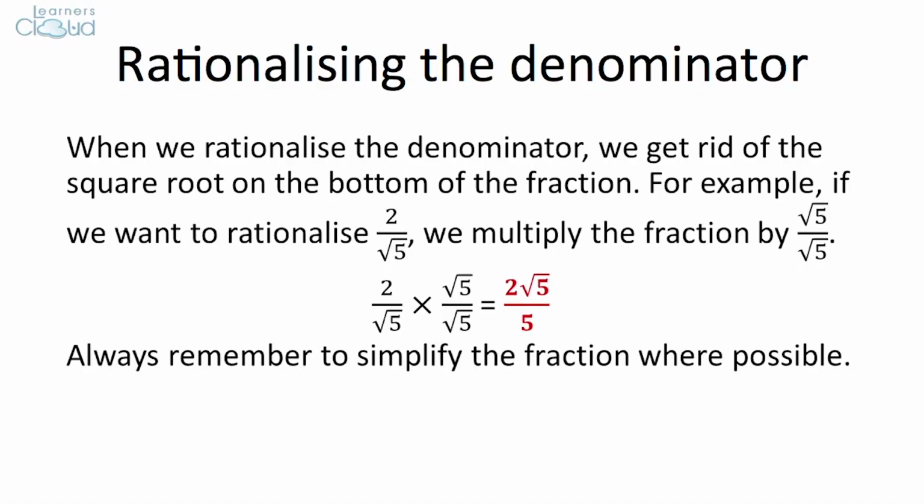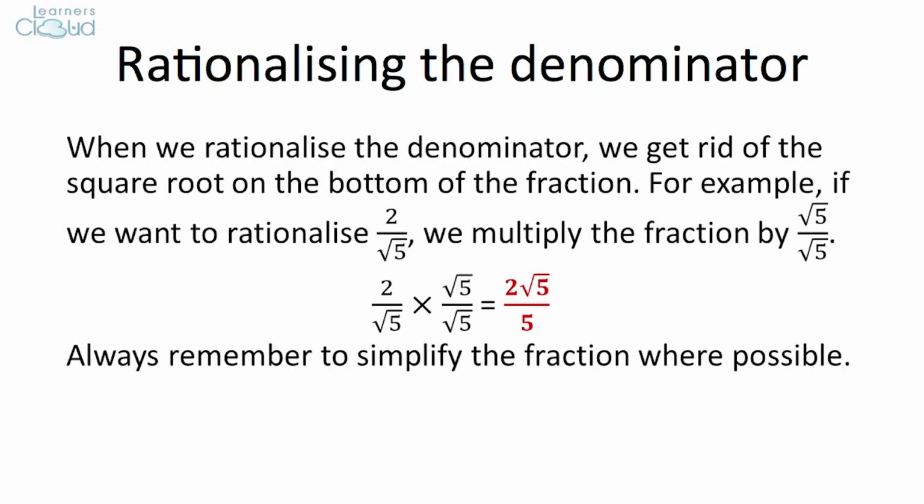So the last thing we're going to look at when it comes to surds is rationalising the denominator. Now this is when we actually have a surd term on the denominator of a fraction. And when they want us to rationalise it, it means they want us to get rid of it. Here's a look at a slide and an example to show you how to do that. When we rationalise the denominator, we get rid of the square root on the bottom of the fraction.